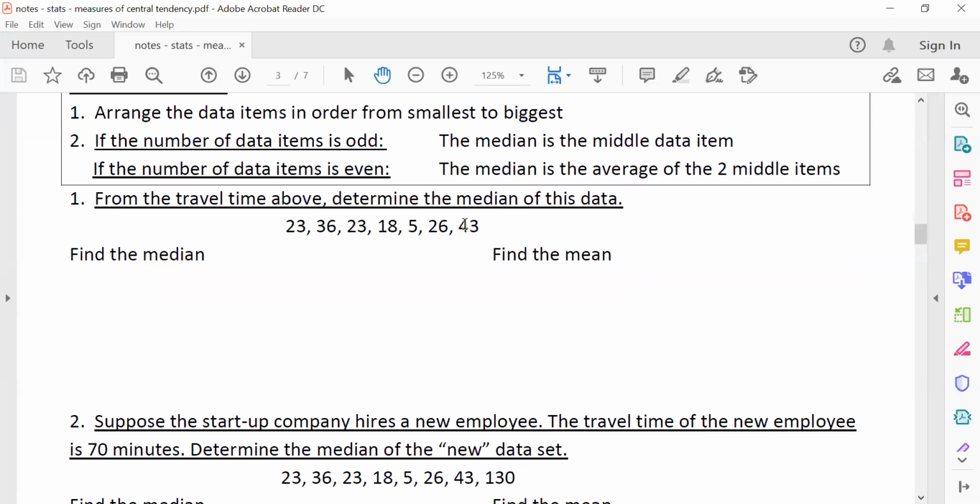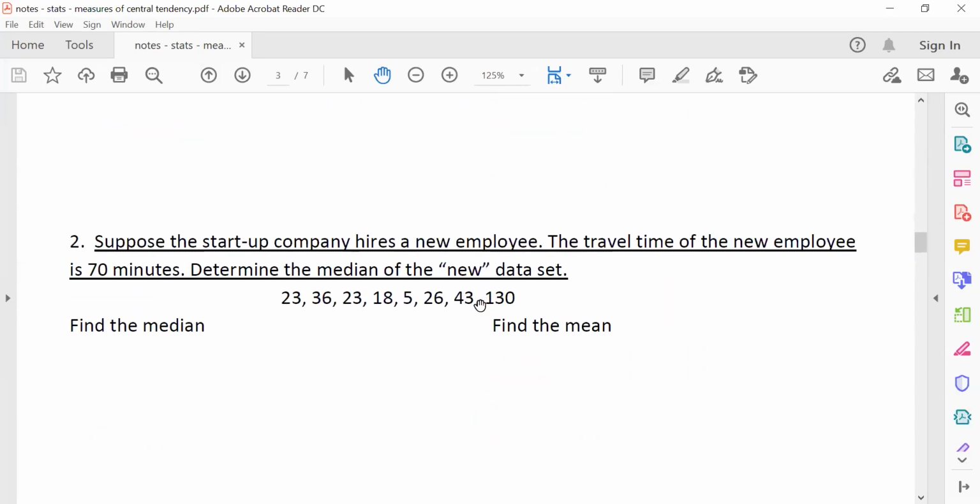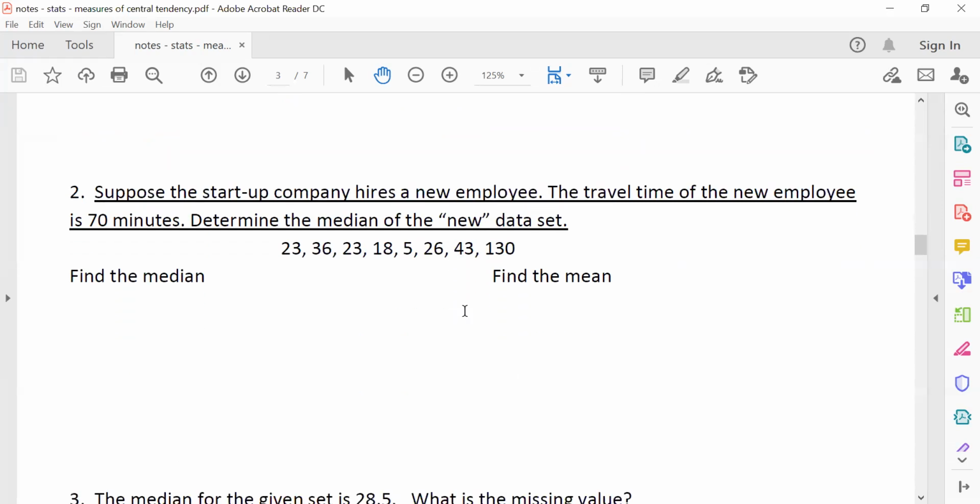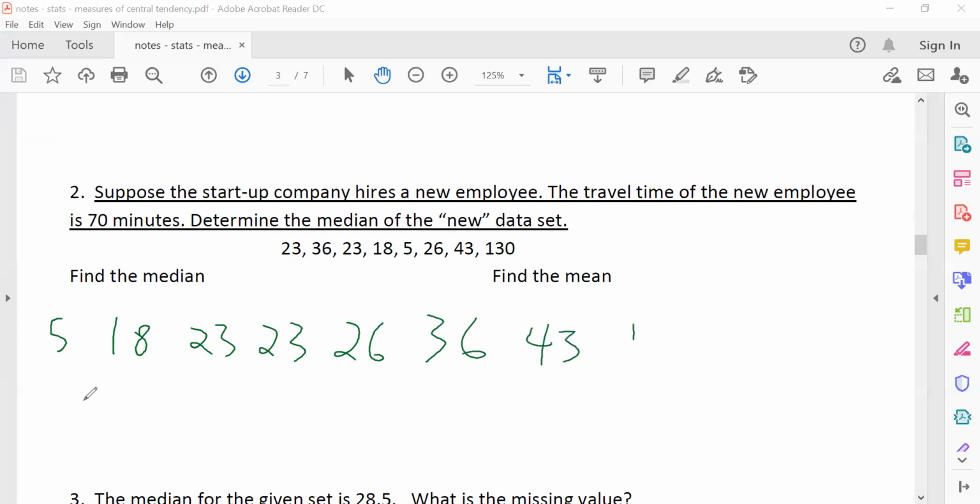Earlier, I just replaced the 43 with a large number. Here, we're adding a 130 into the mix, and the 43 is also there. But now notice the median. We're going to still order the data values from smallest to largest. So 5, 18, both the 23s. The number 23 is a very bad Jim Carrey movie. 26, 36, 43, and then we're also throwing the 130 in there.